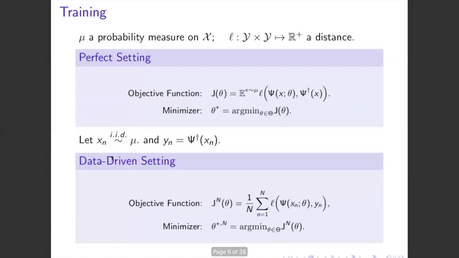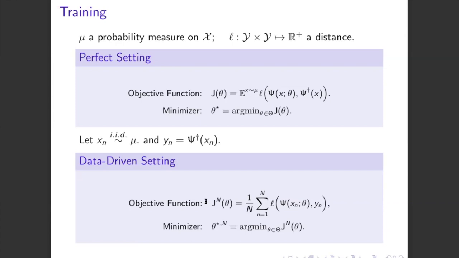Okay, so just to recap, we have this perfect objective function. We do not have psi dagger, we just have samples xn and yn. And so instead, what one does in practice is write down an empirical approximation, replacing the expectation over mu, over x distributed according to mu, by an empirical approximation. And that gives rise to the objective function Jn. And then this is what is done in practice. This is minimized, although I'm brushing a lot of stuff under the carpet because this is typically a non-convex optimization problem. But in principle, one would like to compute the optimizer of this, and I'll call that theta star n.